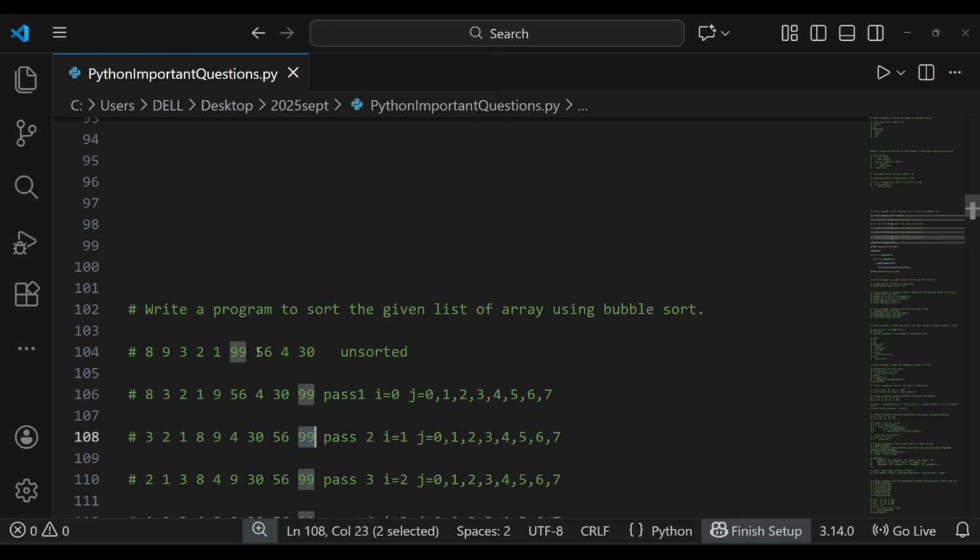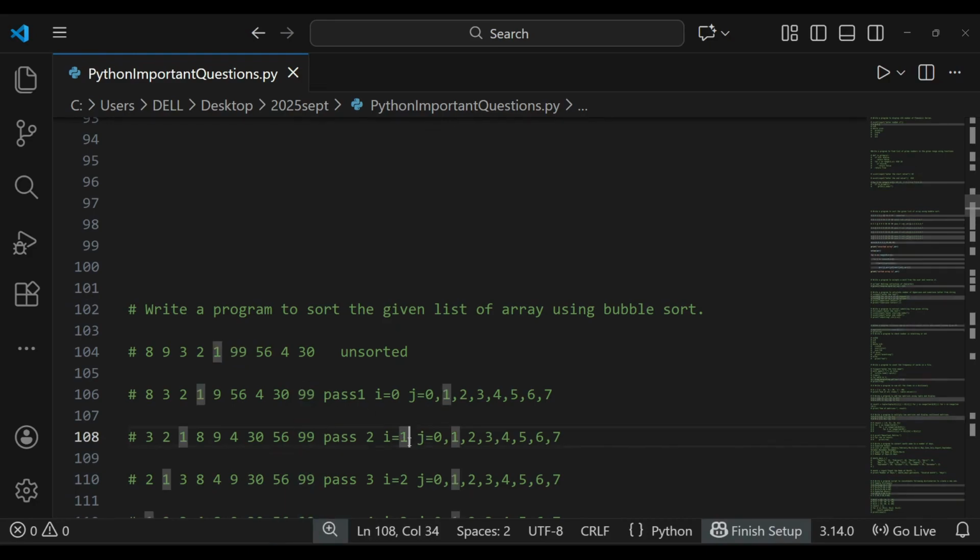So again, pass 2, I is equal to 1 now, because it is going to use 2 loops. We will see it practically later on, but first we are going with the concepts. So j is equal to 0, then 1, 2, it has to restart again. 3 with the 2, yes, so 2 will be here, 3 will be here.